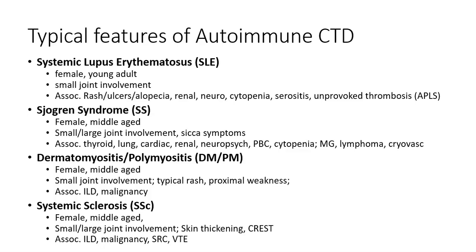Lupus is also associated with a type of thrombophilia known as antiphospholipid syndrome, which can be investigated for in the context of an unprovoked thrombosis by looking for the presence of lupus anticoagulant, anticardiolipin antibodies, and anti-beta-2 glycoprotein 1 antibodies.